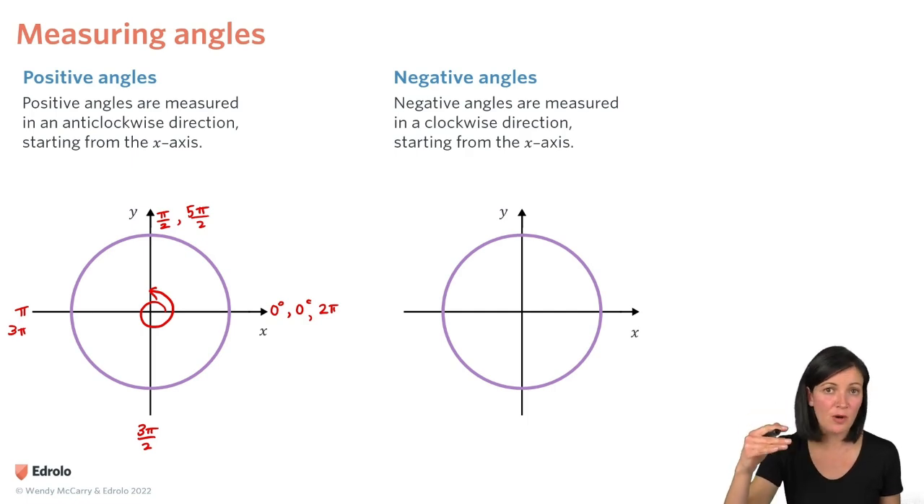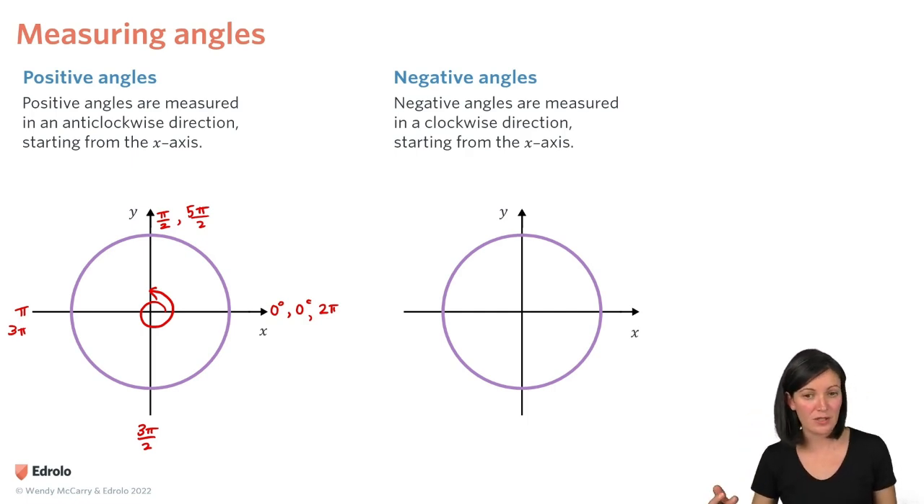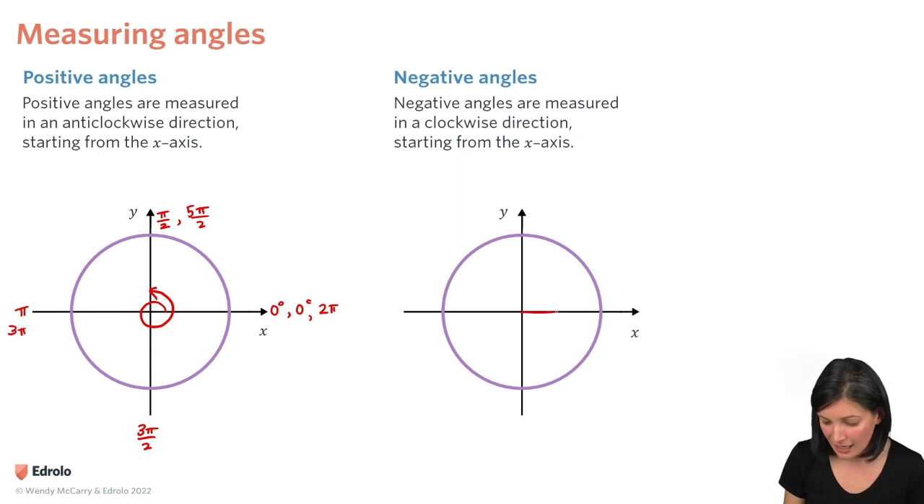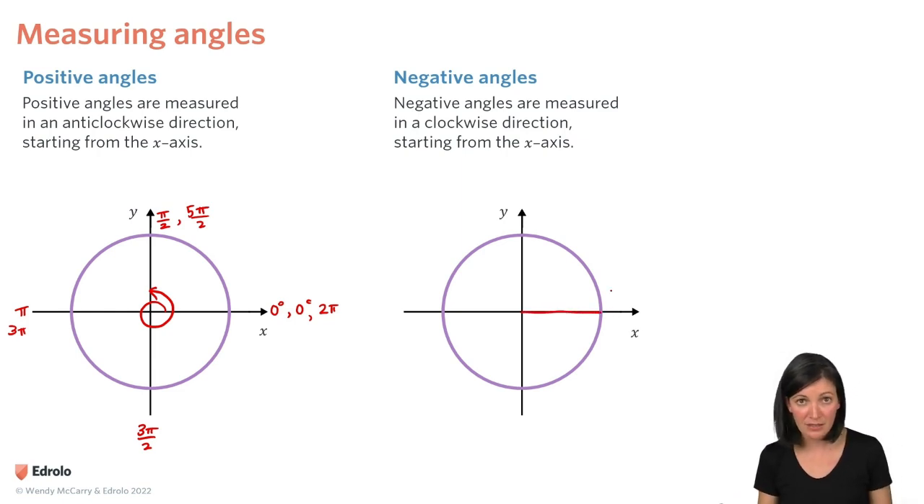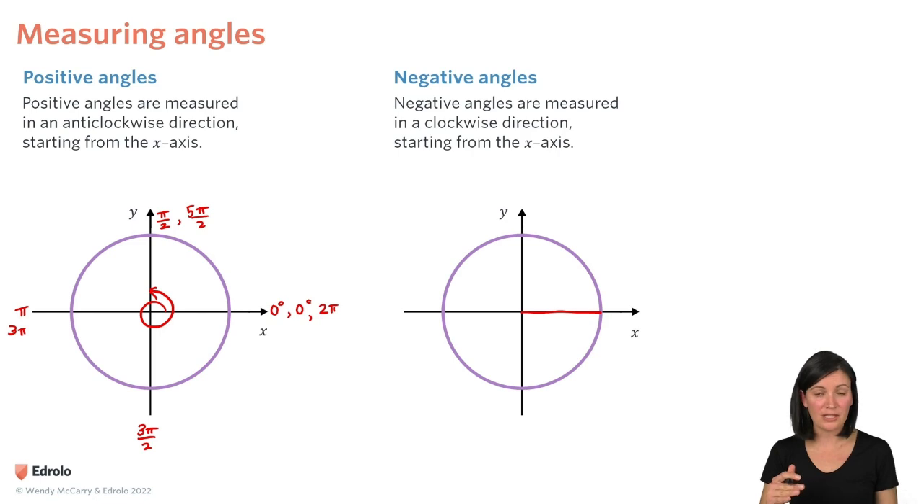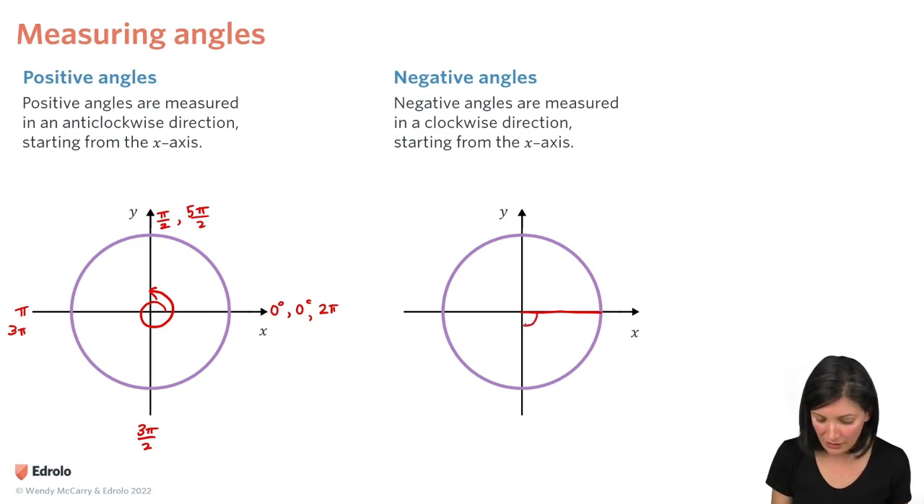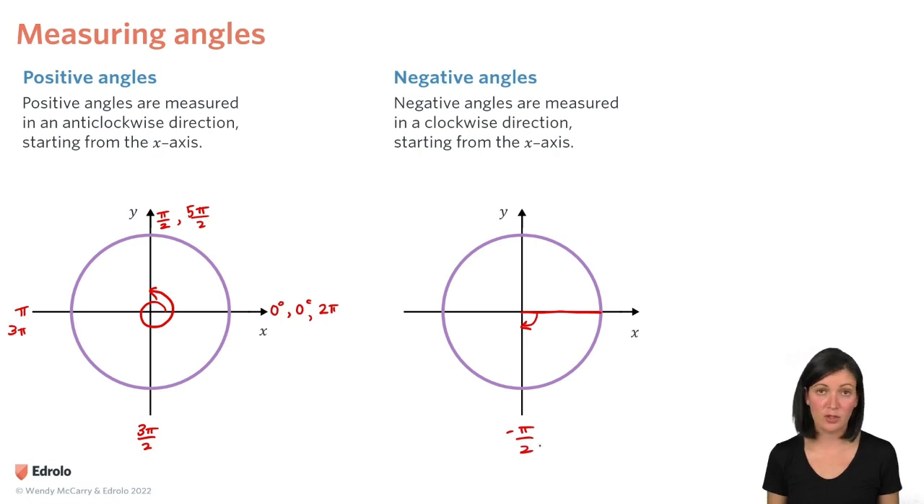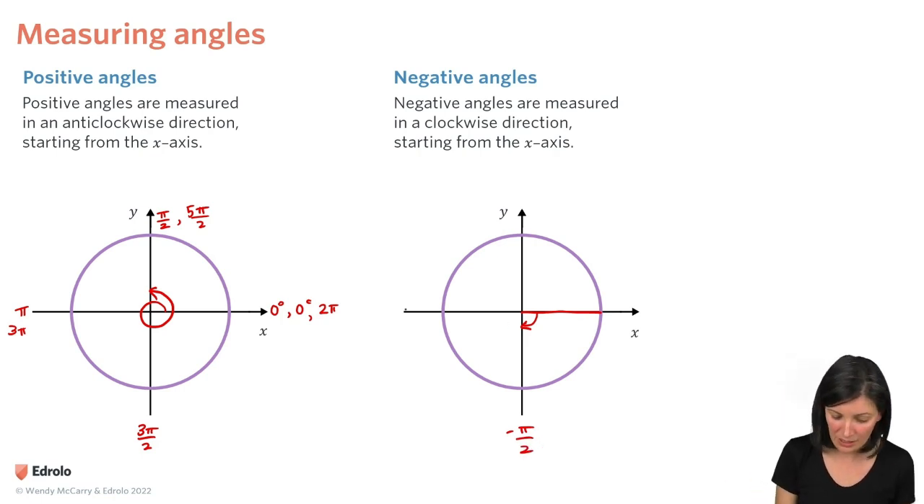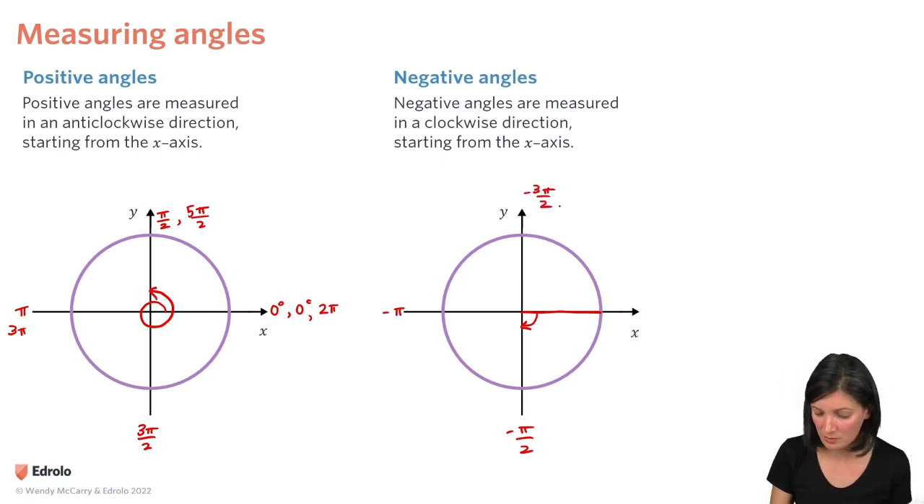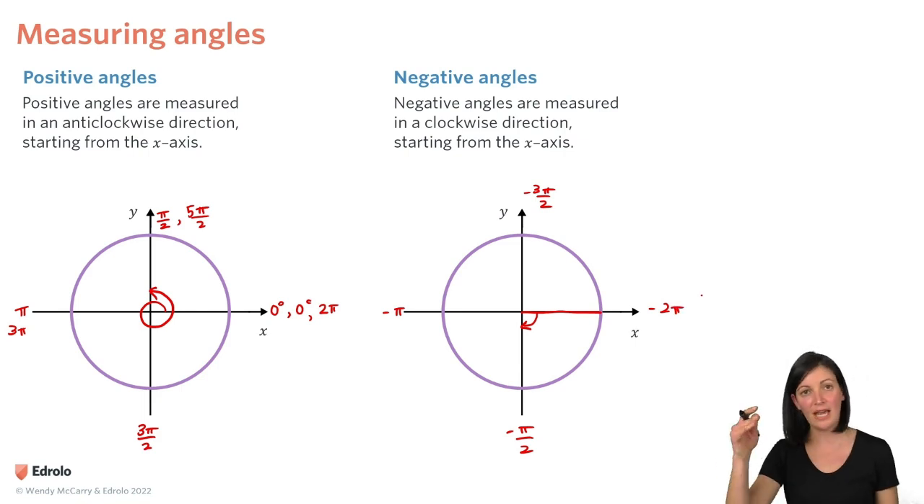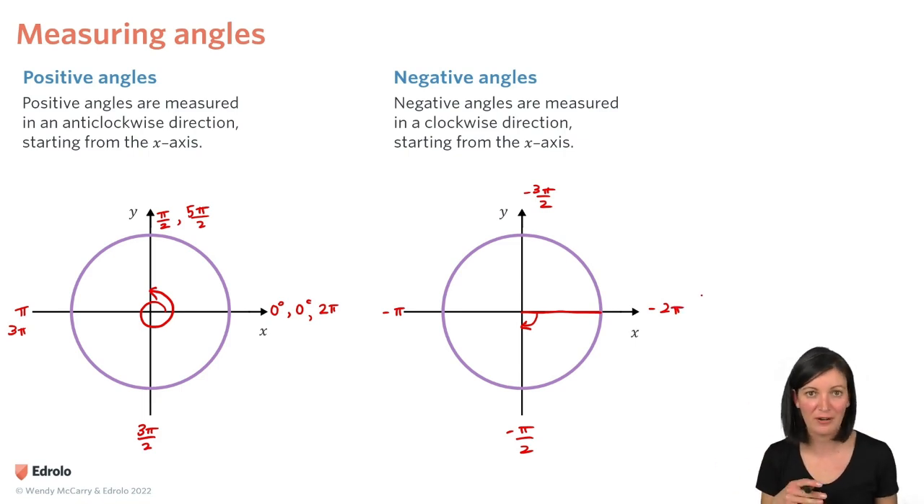Now we can also measure negative angles on the unit circle. So we start at the x-axis again, but this time we're going to move in a clockwise direction. So this angle here would also be negative pi on 2 radians, like negative 90 degrees. Okay, this would be negative pi, this would be negative 3 pi on 2, this would be negative 2 pi, and so on forever and ever and ever.